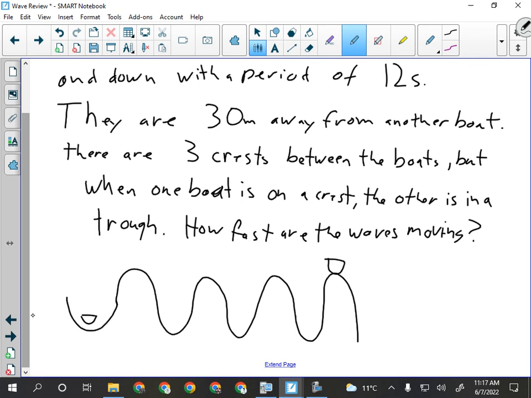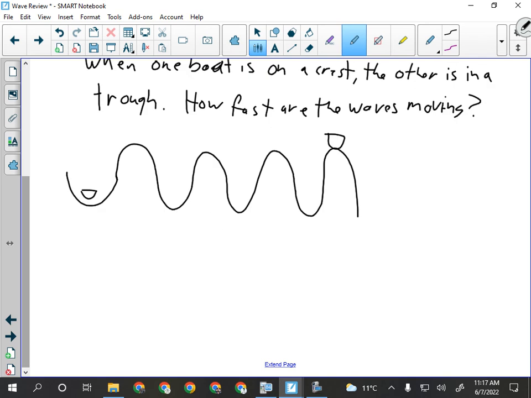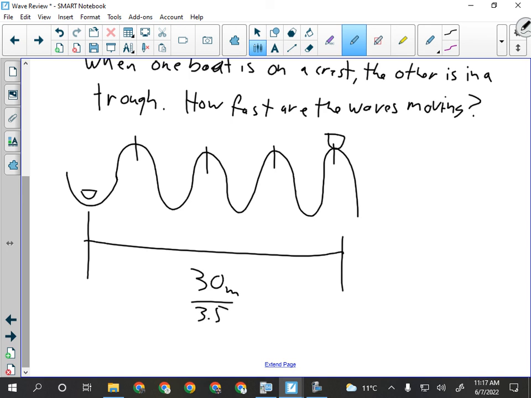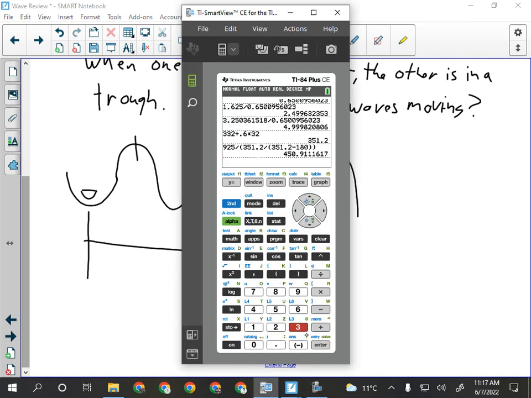Okay, so if we've got 30 meters, if this distance here is 30 meters, we've got 1, 2, 3, 4 crests, which is how many wavelengths? 4. 3. And a half. Okay, so there are 3.5 wavelengths in 30 meters. Right, so we divide our 30 by 3.5, and we'll get meters per wave, which is the wavelength. Okay, so our wavelength is 8.57 meters.